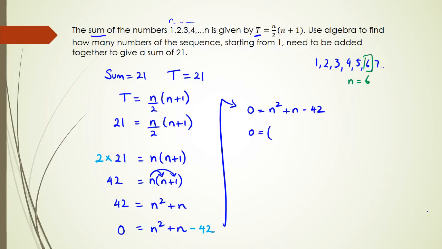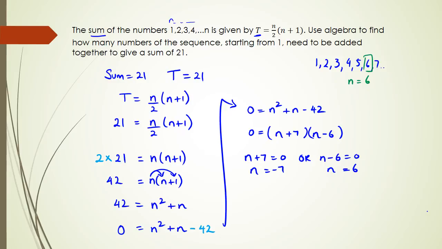So factorizing this, I'm looking for two numbers that multiply to negative 42 and add up to positive 1. In this case, it's going to be plus 7 and minus 6, which means we've got n plus 7 equals 0 or n minus 6 equals 0. In the first case, n equals negative 7. Second case, n equals 6.